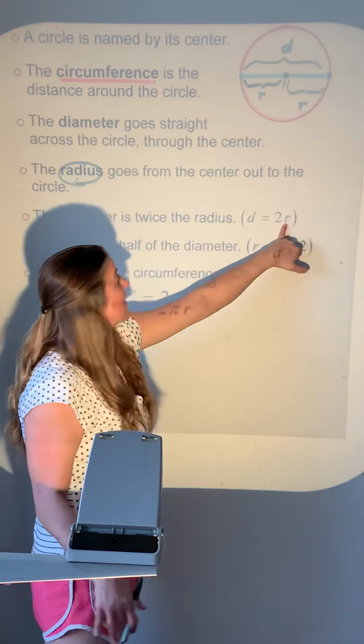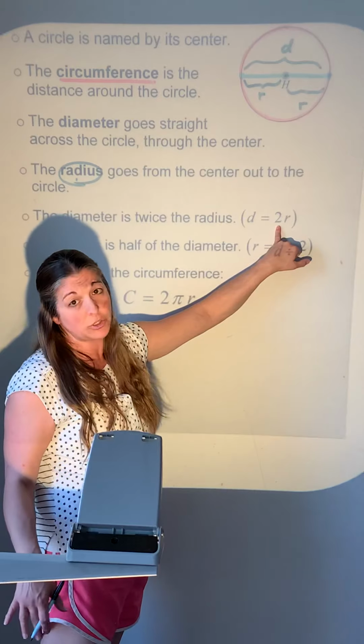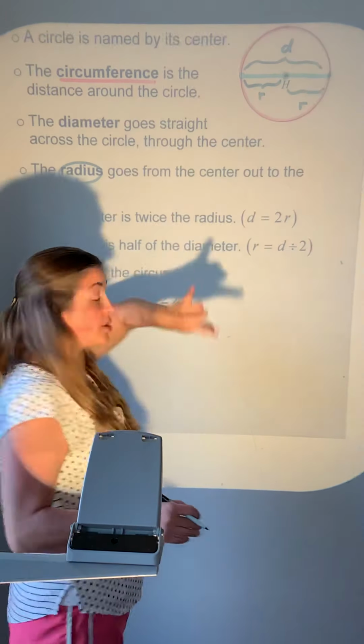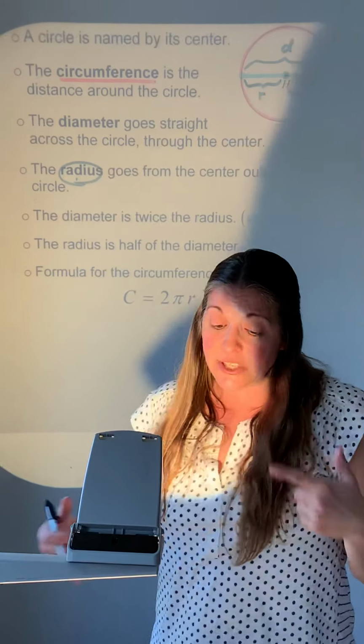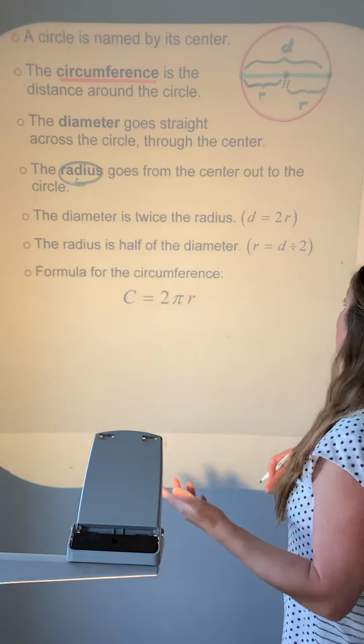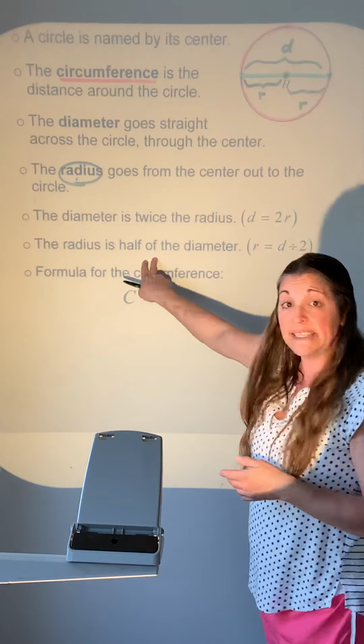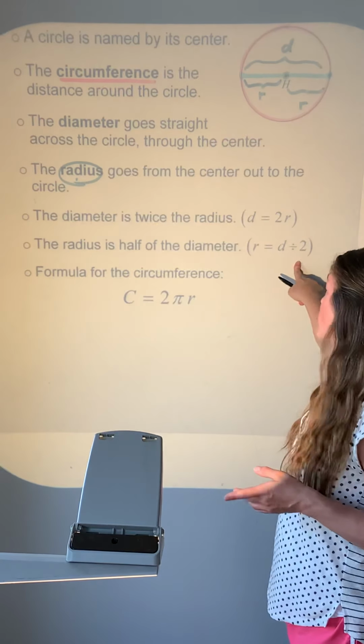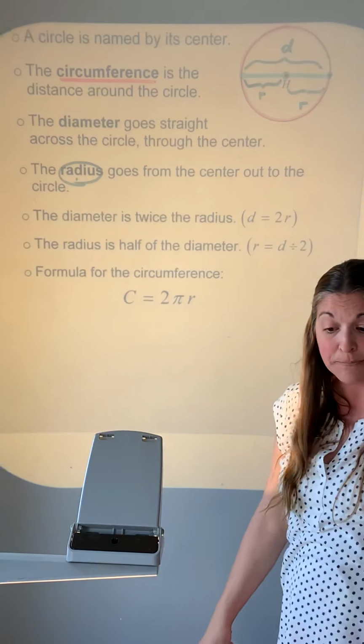So if you have the radius and you multiply it by 2, you'll always be able to find the diameter. And the reverse of that, if you have the diameter and you want to figure out the radius, the radius is half of the diameter. So you take the diameter divided by 2, and that will always give you the radius.